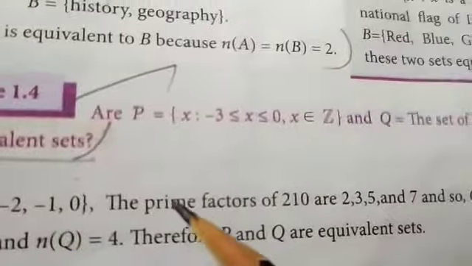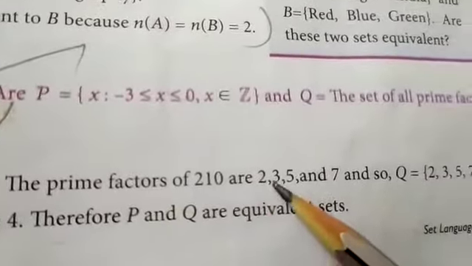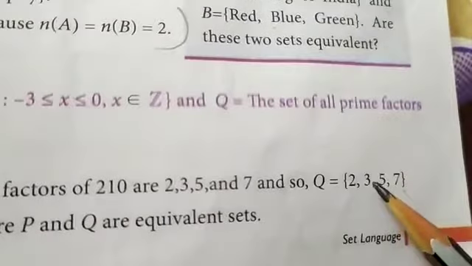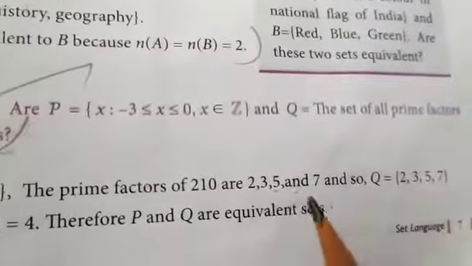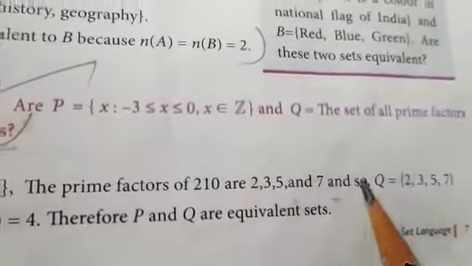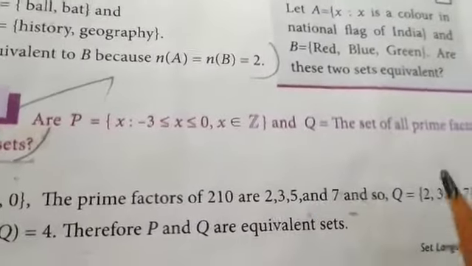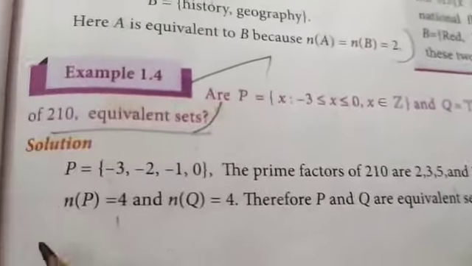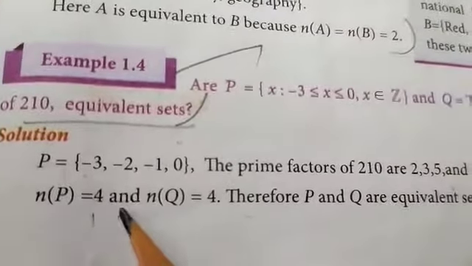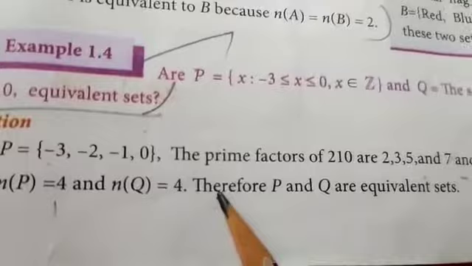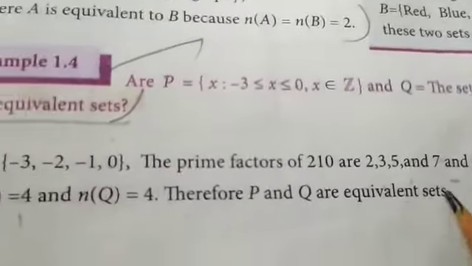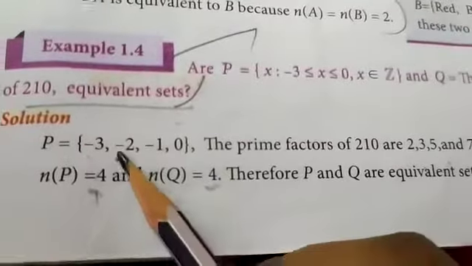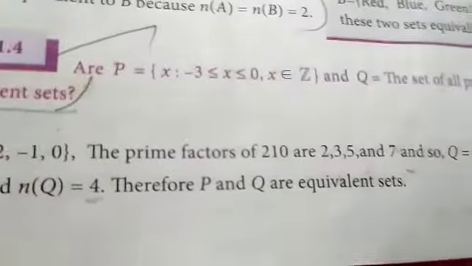The prime factors of 210 are 2, 3, 5 and 7, and so Q equals 2, 3, 5, 7. We should take only the prime factors and not a composite factor. It has only 4 prime factors, that is 2, 3, 5 and 7. So n of P equals 4 and n of Q equals 4. Therefore, P and Q are equivalent sets. I already told you the number of elements should be the same, and not the elements in the set.